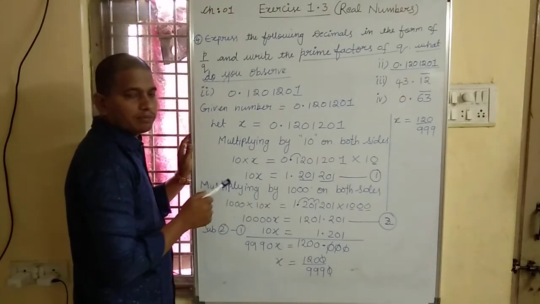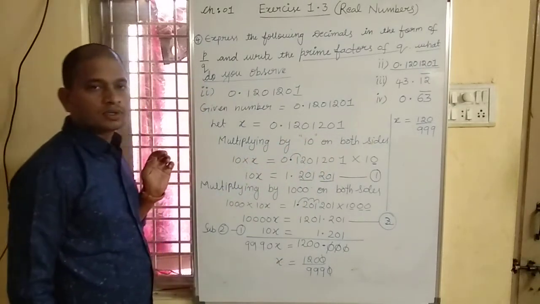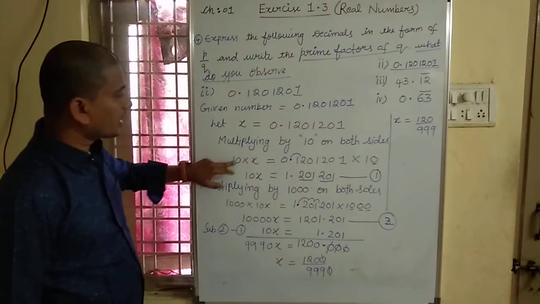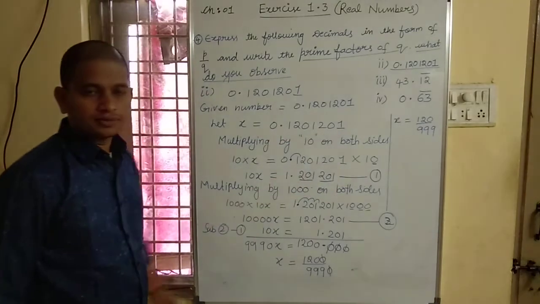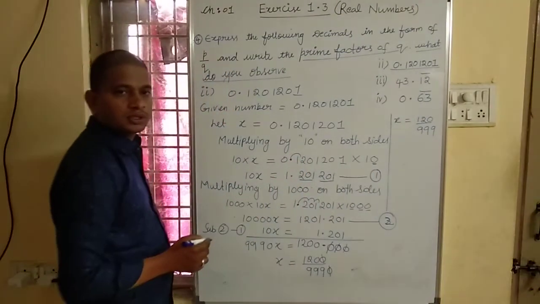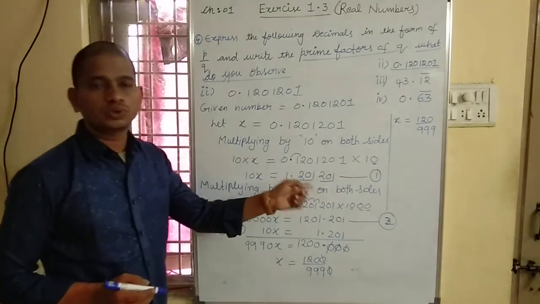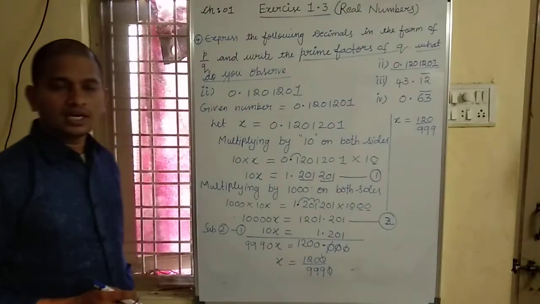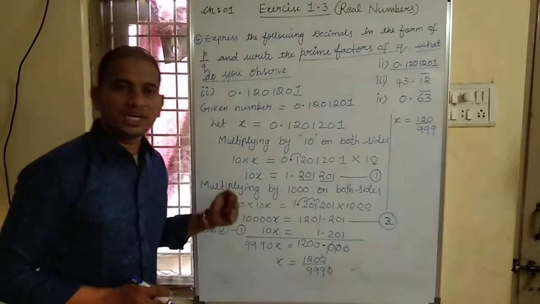So what I did, let me consider x is equal to 0.120121 and so on. Then I am multiplying by 10 on both sides. So 10 into x equal to 0.120121 into 10. We are multiplying by 10, so the decimal point shifts one place towards the right-hand side. So it becomes 1.201201 and so on. I mean here 201 is repeating several times. So here the periodicity is 3.